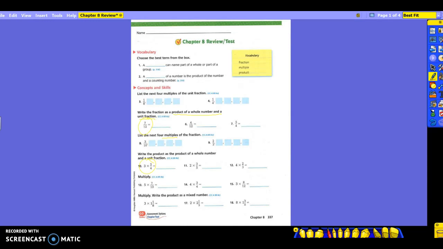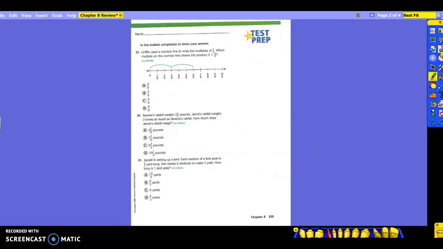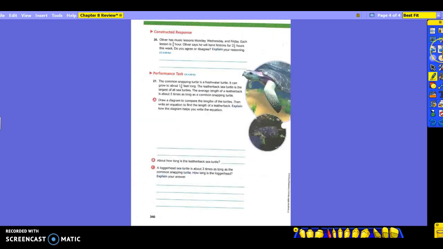Yes. Okay. Then here all you have to do is multiply. Then here you're going to multiply and write the product as a mixed number. So make sure that you're turning this back into a mixed number. We've done all of these. These are all skills and concepts that we've learned in Chapter 8. Next two pages are what? Test prep. If you need work, you have plenty of space to do it. Some of them may need it, some of them may not.